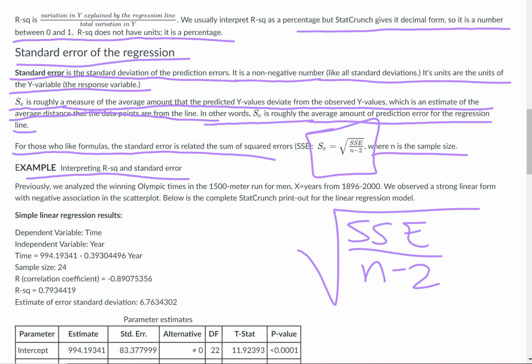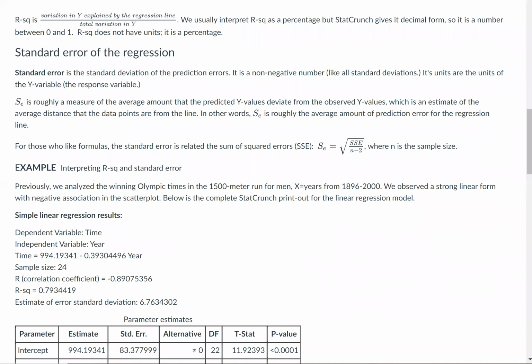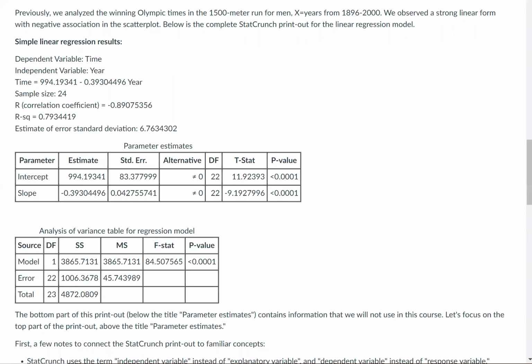Now we'll look at an example where we interpret the R squared and the standard error. Previously, we analyzed the winning Olympic times in the 1,500-meter run for men, X being the years from 1896 to the year 2000. We observed a strong linear form with negative association in the scatter plot. Below is the complete StatCrunch printout for the linear regression model.